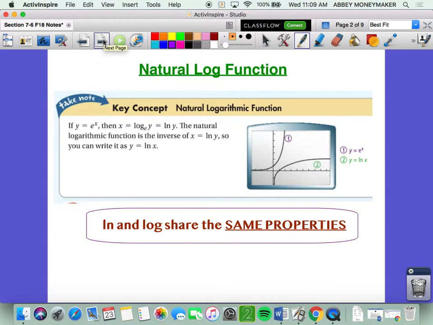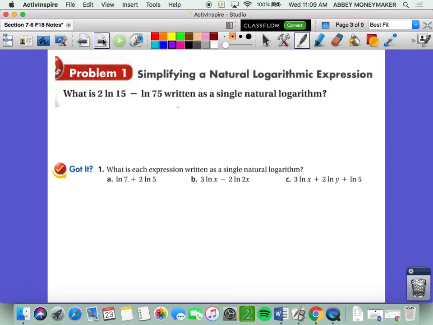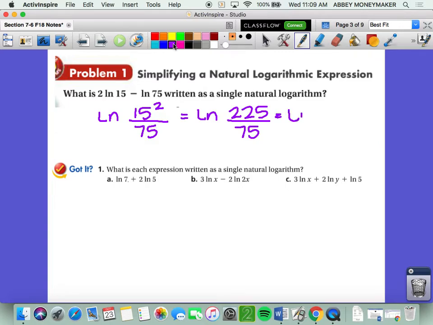So just to refresh you all, let's talk about if you saw something like this. On problem number 1, it says, what is 2 natural log of 15 minus the natural log of 75? Well, again, I'm condensing to a single natural log. It's just the same as what we did yesterday. So this would be 15 squared divided by, because of the minus, 75. Well, what is 15 squared? 225 over 75. Which is 3.